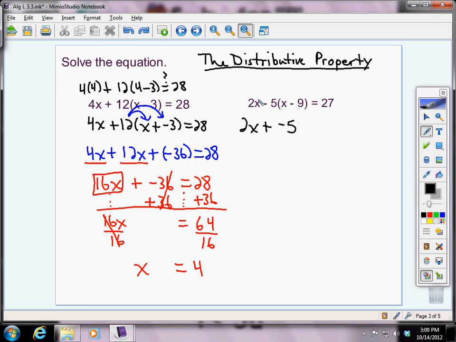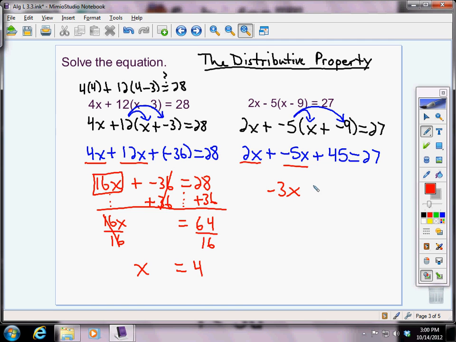So I'm going to rewrite it as 2x plus a negative 5 times a quantity x plus negative 9 equals 27. Keep, change, change. Now let's do our distributive property. So we bring down our 2x plus negative 5 times x is a negative 5x plus negative 5 times a negative 9 is a positive 45, and that equals 27. Combining our like terms, we have 2x's and a negative 5x's. That's a total of a negative 3x's plus 45 equals 27.